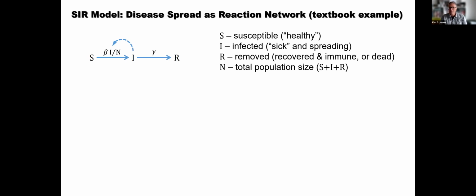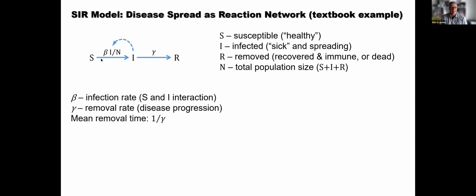So here they might have recovered or they might be dead. I mean, but they're not in the equation anymore. And then you have different rates that govern the transport of a number of people from one phase in this reaction network to another one. So you have this removal rate here, and in particular you have this infection rate.